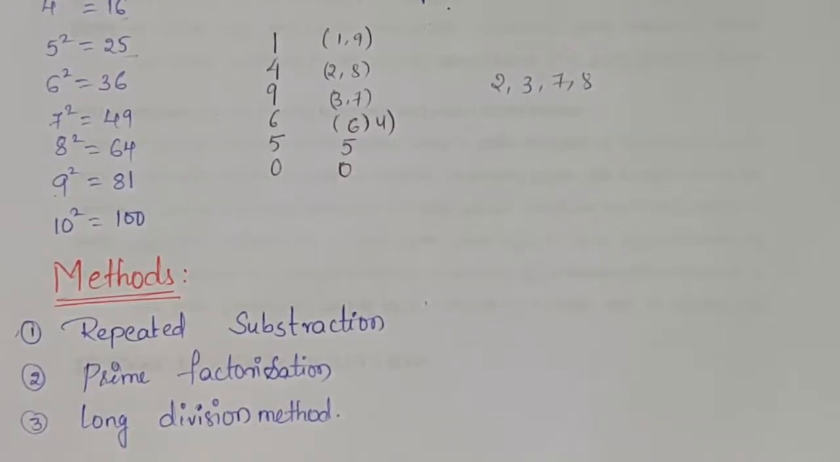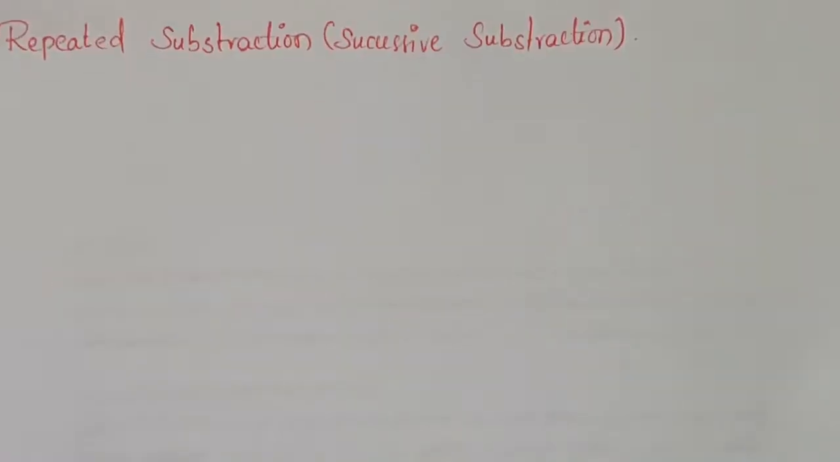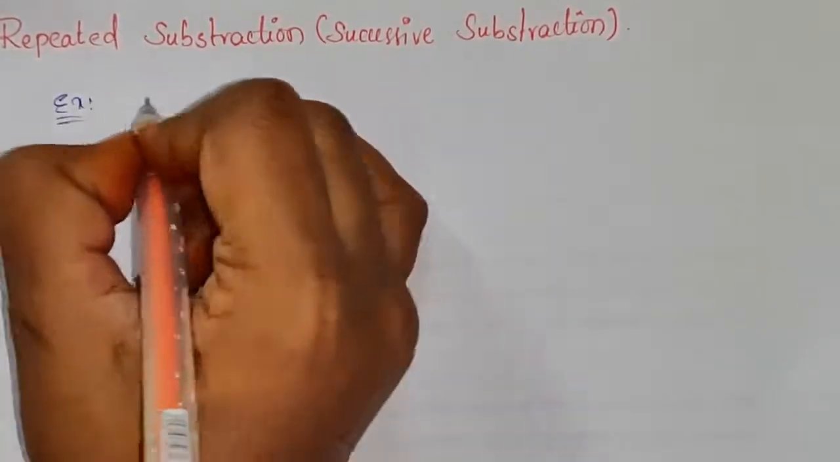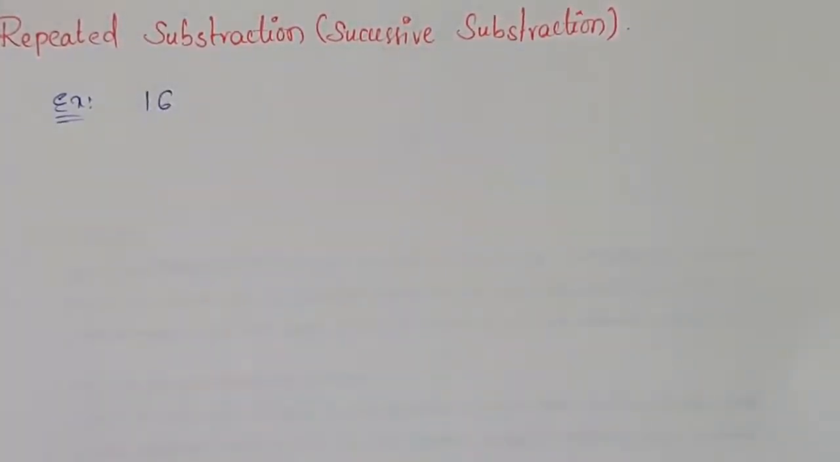Let us see each and every method in detail. The first method is the repeated subtraction method, which can also be known as the successive subtraction method. By using this, how can we find the square root of a particular perfect square number? Let us take a number as an example. I am taking 16 as the example.